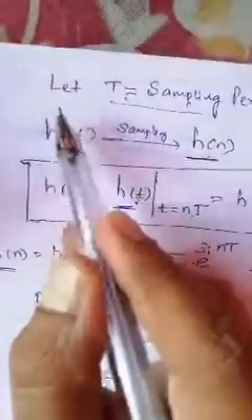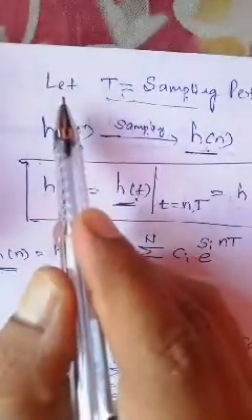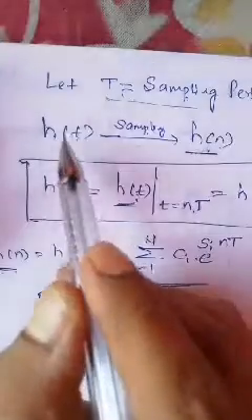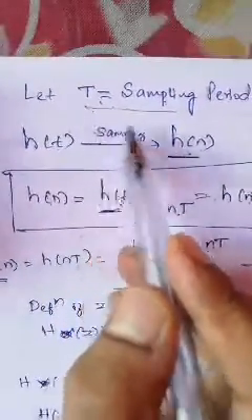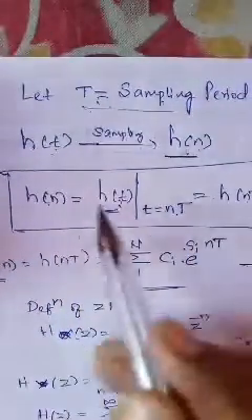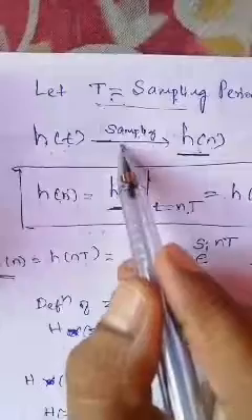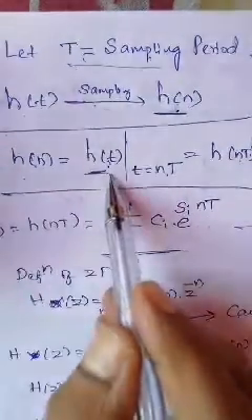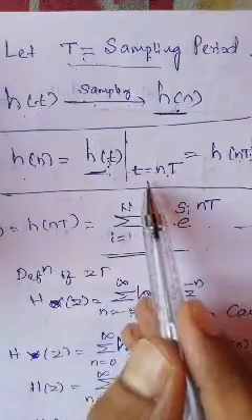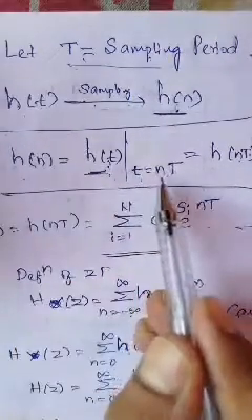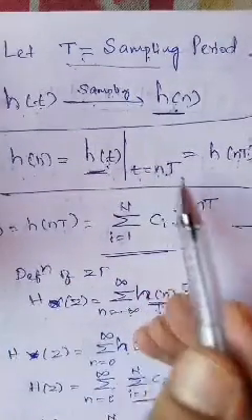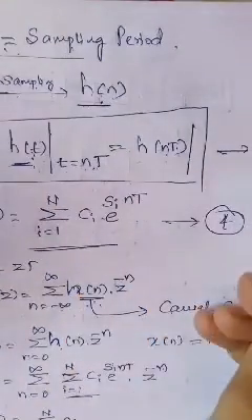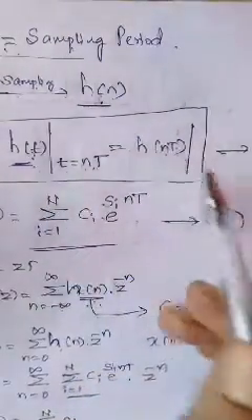Let us sample the impulse response of the analog filter with a sampling period T. Next, we sample h(t), and then we get the digital filter impulse response, that is h(n). Hence, h(n) equals h(t) if and only if t equals nT, where T is the sampling period. So we can write equation 3: h(n) = h(nT).